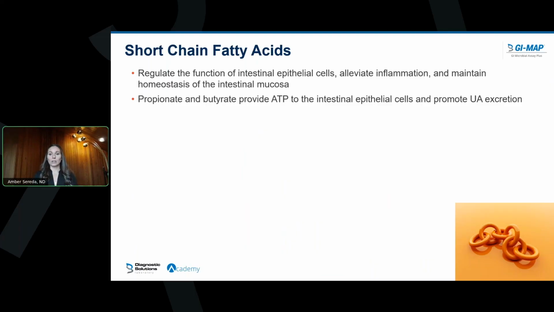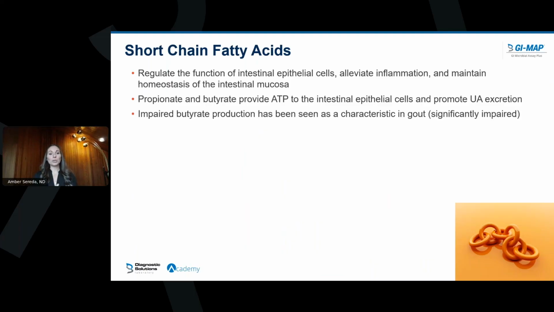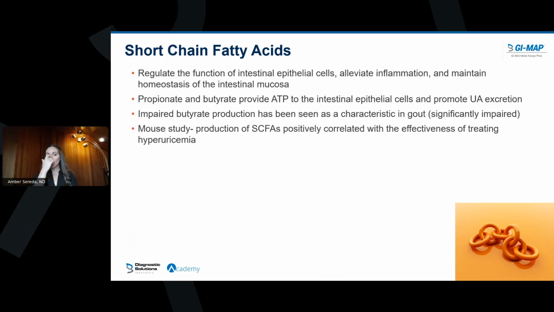excretion. Impaired butyrate production is very characteristic in gout, what we see in the literature, and we can see here that it was significantly impaired. And there's a mouse study that showed that production of short chain fatty acids is positively correlated with the effectiveness of treating hyperuricemia. So this is with medication. The better balance of short chain fatty acids that someone had, the better response they had to treatment.